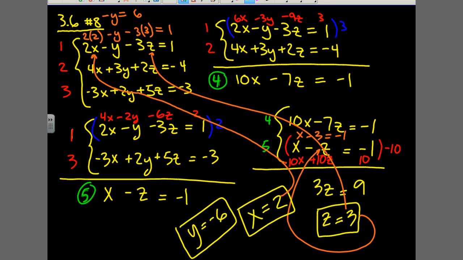So there's your solution. Those 3 values for x, y, and z make this whole system true. And so when you write your solution, you can write it as 2, -6, 3. It's like the ordered triple. 2, -6, 3.